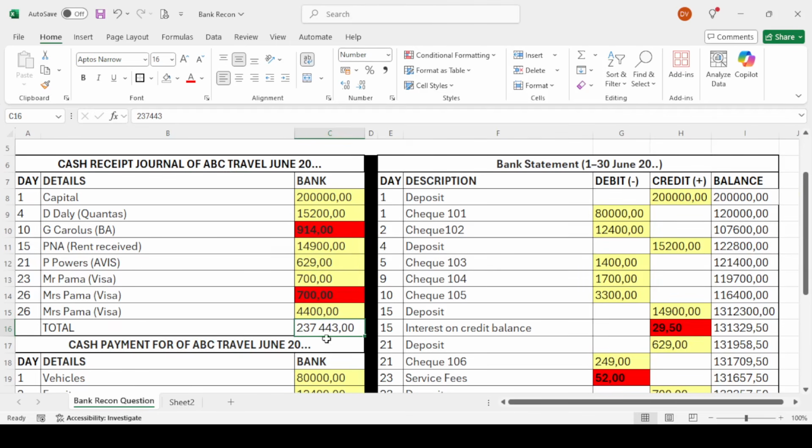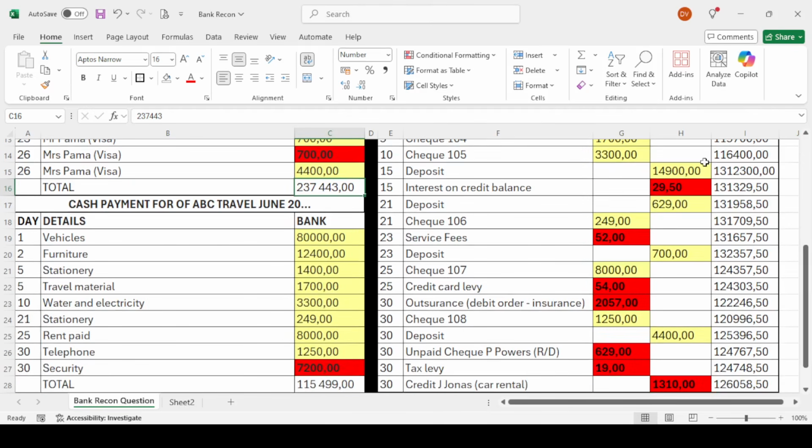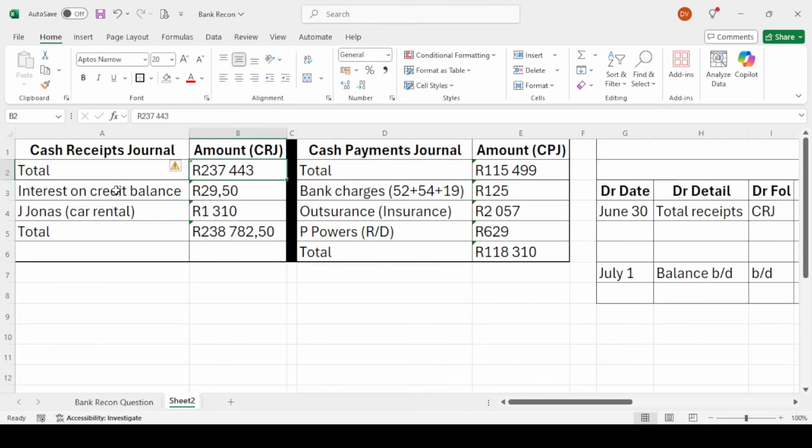There it is. Okay. So we now need to look at our bank statement to see whatever appears on here that is not on the journal needs to go to the journal. So the first thing we see is a 29 Rand 50, which is interest on a credit balance. You literally add it exactly as what it says. Interest on credit balance, 29 Rand 50. You've simply added it to the cash receipt journal.